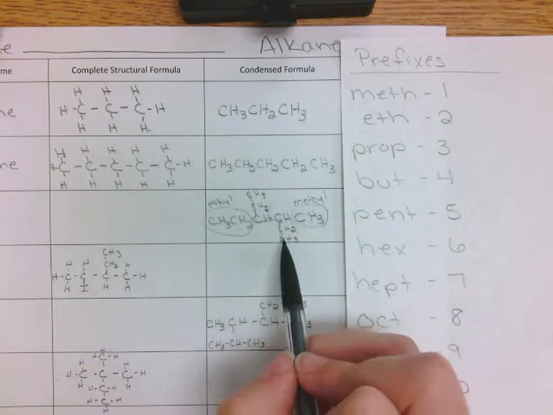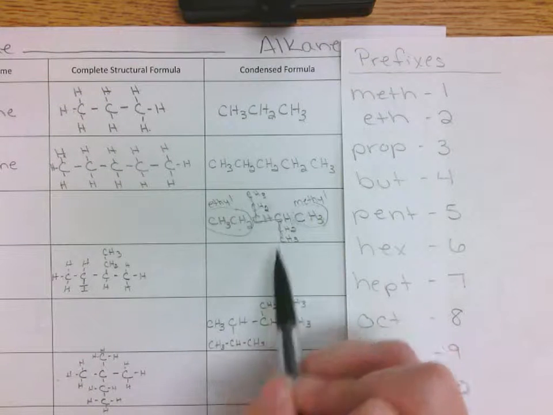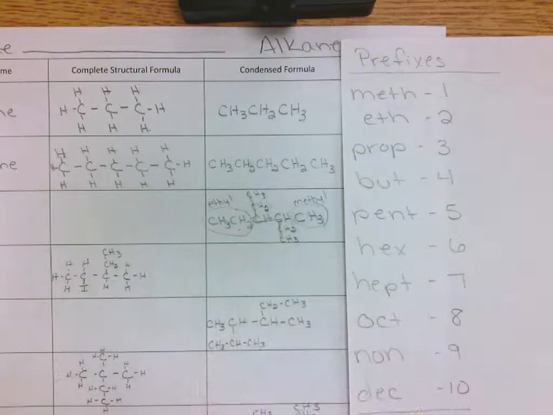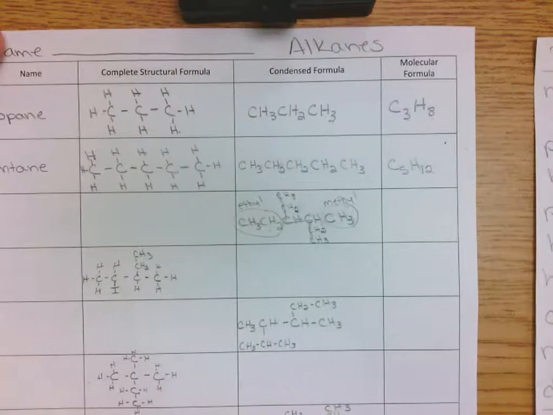If we count from the other way, 1, 2, 3, 4. So it doesn't matter which end we count from. One of them is going to be attached to carbon 3, and one of them is going to be attached to carbon 4. So it really doesn't matter which end we count from. So now we name it.